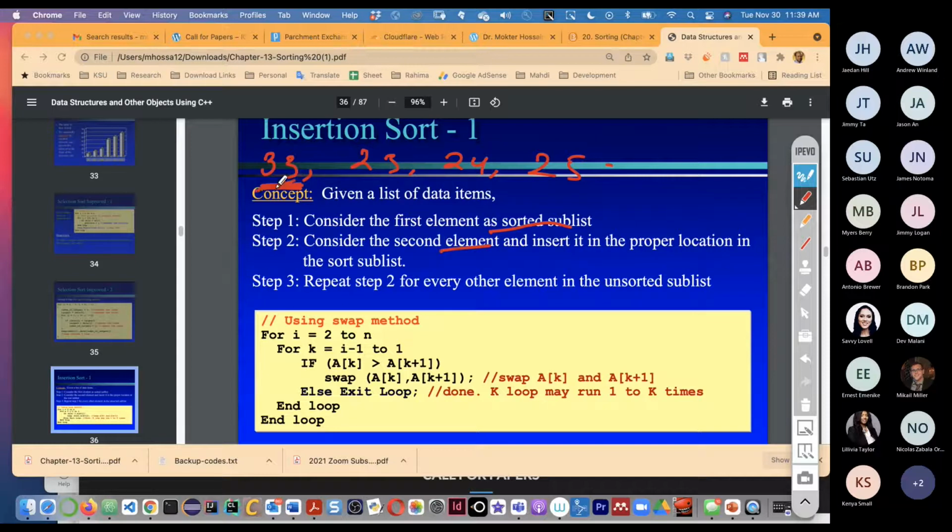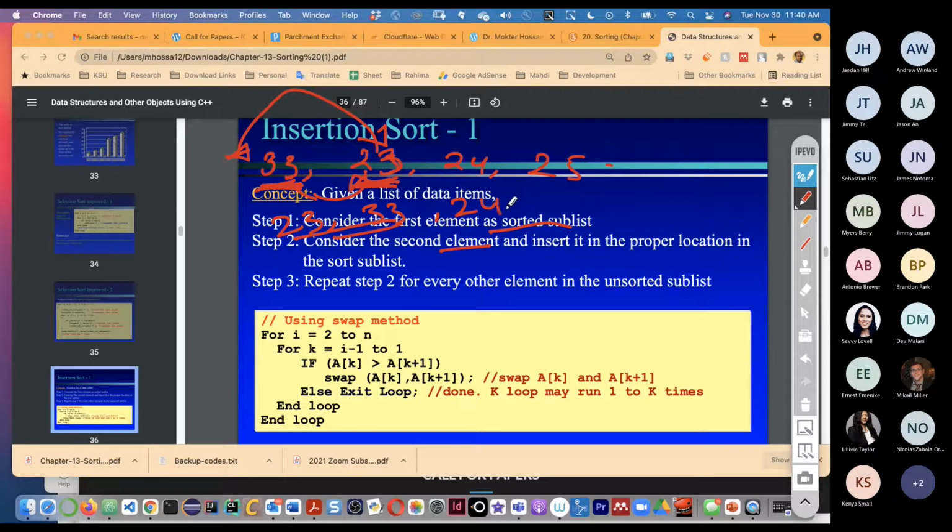We keep the first one as is, and then we go to the second element. We compare the second element and check whether it is in its proper position or not. How do we check that? If the second element is less than the first element, that means it is not in its proper position. That means we need to move it, right? How do we move it? We swap it, we exchange the positions. So 23 goes over here, 33 goes over here. Now the first two elements are apparently sorted.